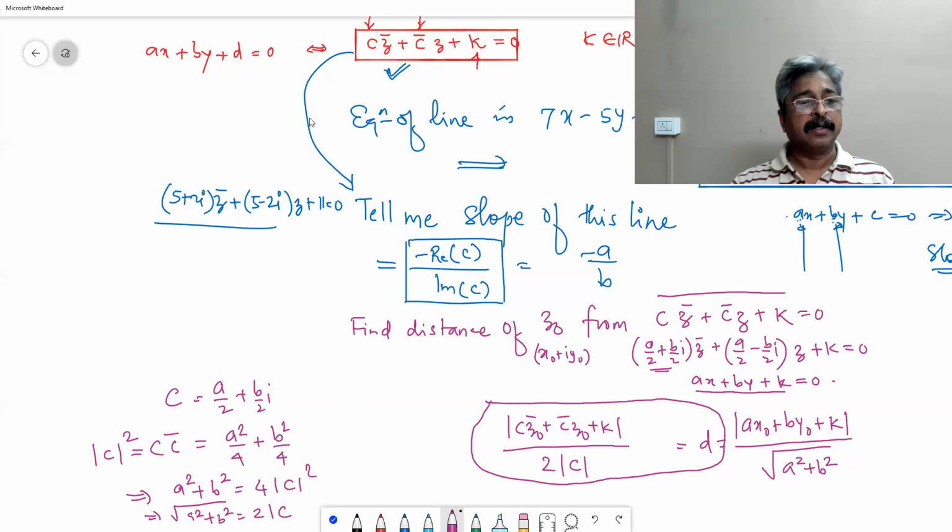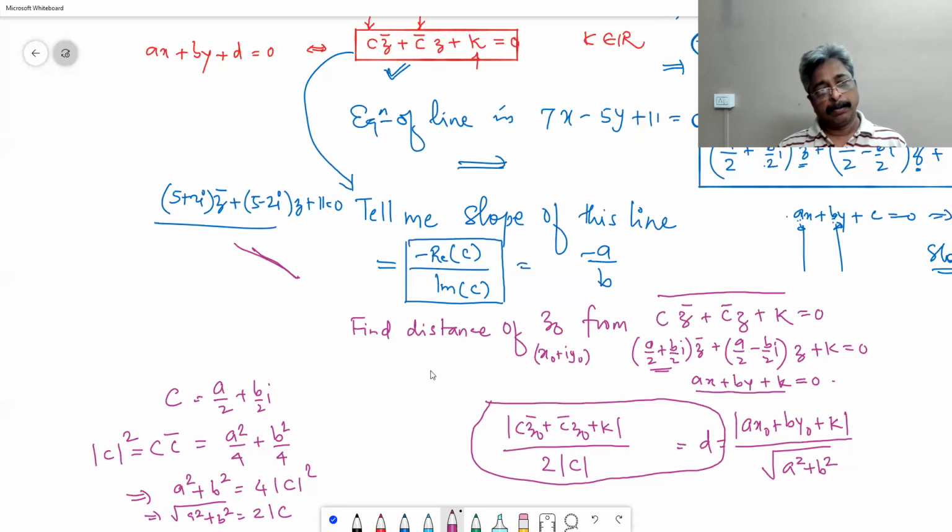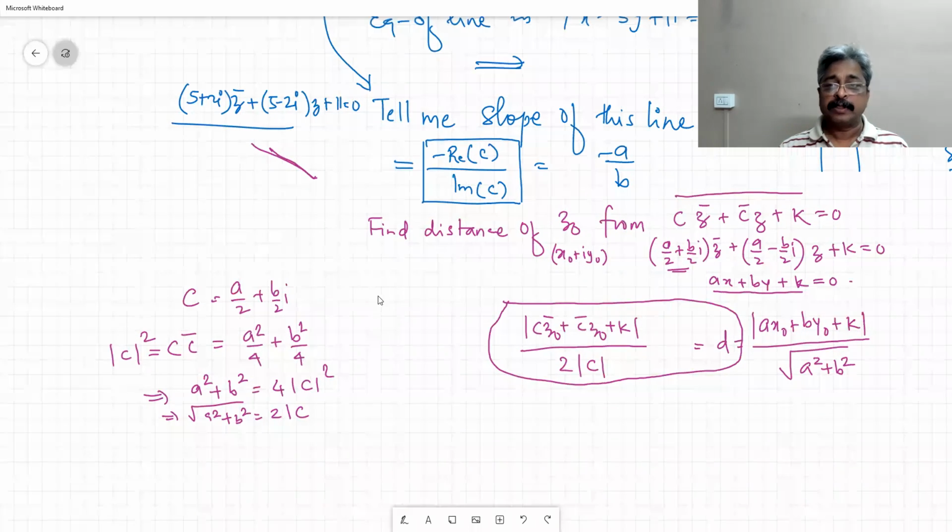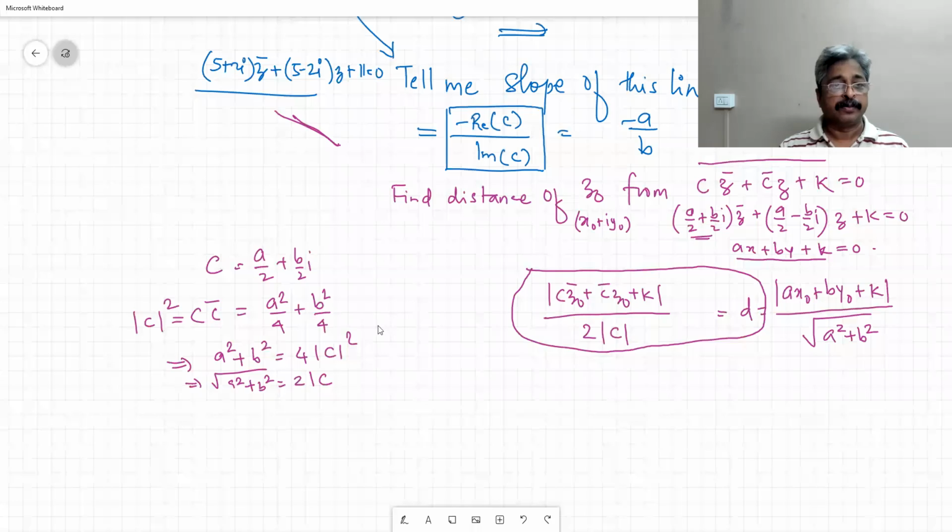Do you understand, children? I mean, I am not deriving the formula all over again. I am just using my 2D knowledge to convert the existing formula into a complex number formula. Good. Good means hope you have understood.